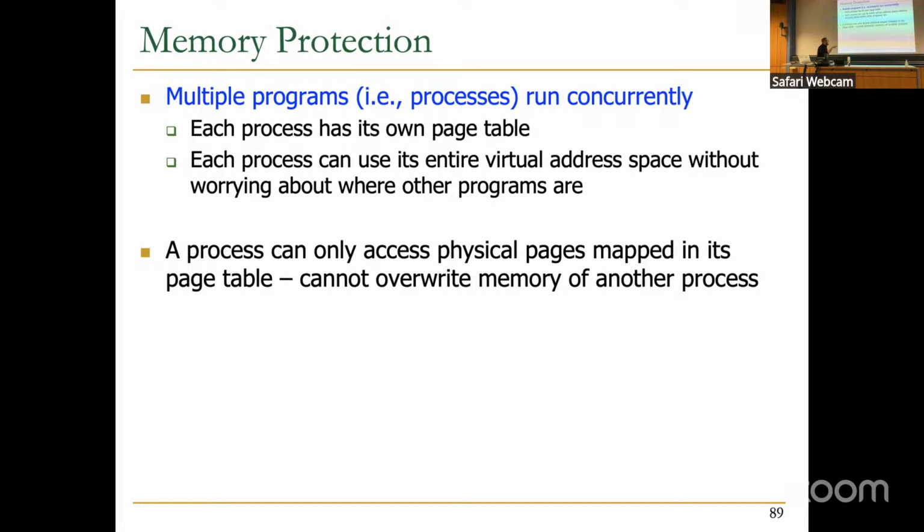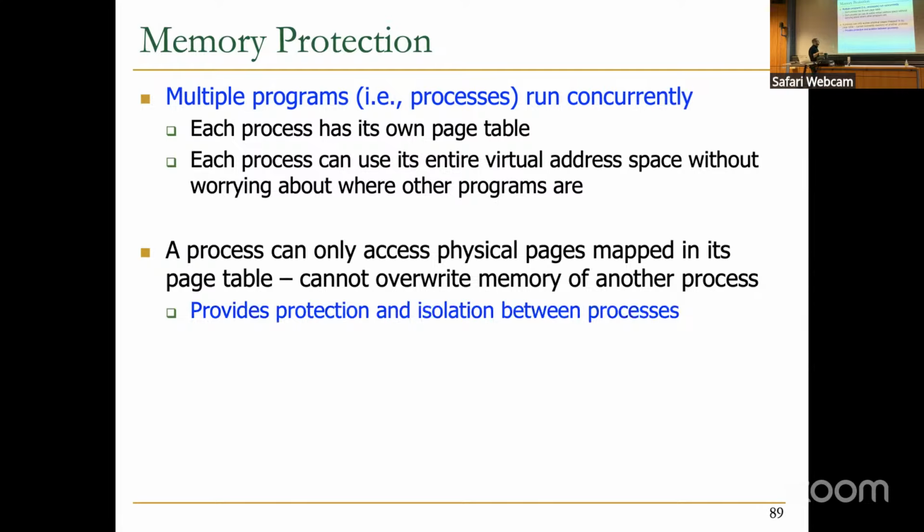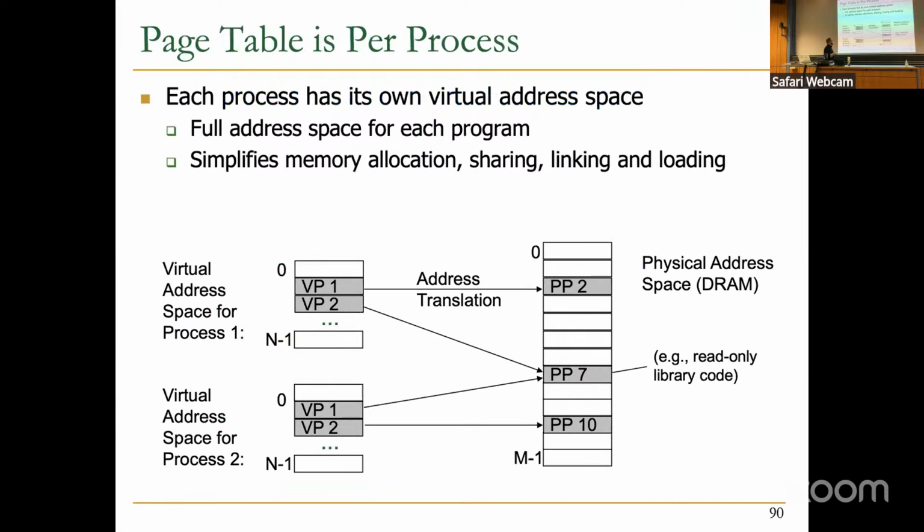So a program can only access physical pages mapped to its page table. It basically cannot overwrite the memory of another process. This provides protection and isolation between processes, and this enables access control mechanisms per page. So let's see these examples. We have each process with its own virtual address space. And this greatly simplifies memory allocation, sharing, linking, and loading. Why? Because each process has its own virtual address space.